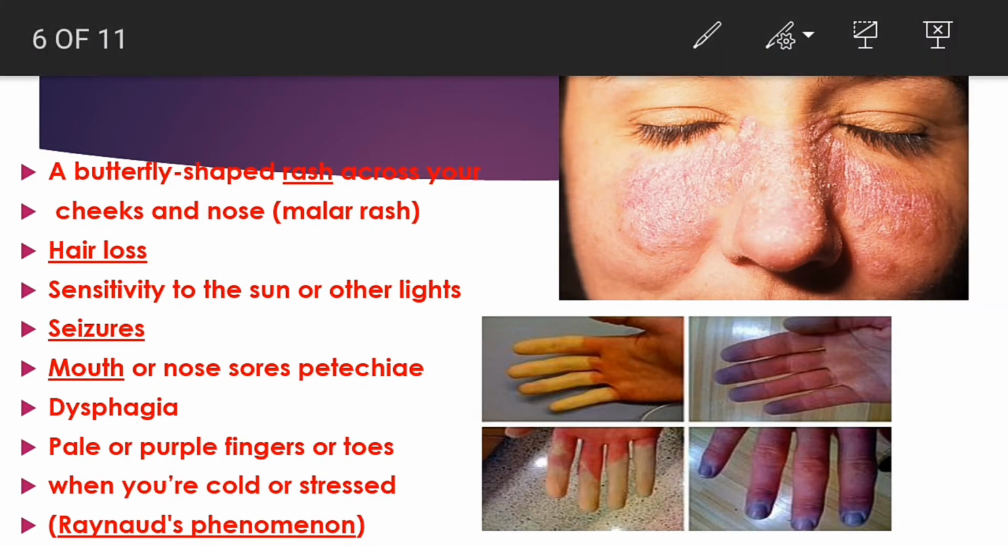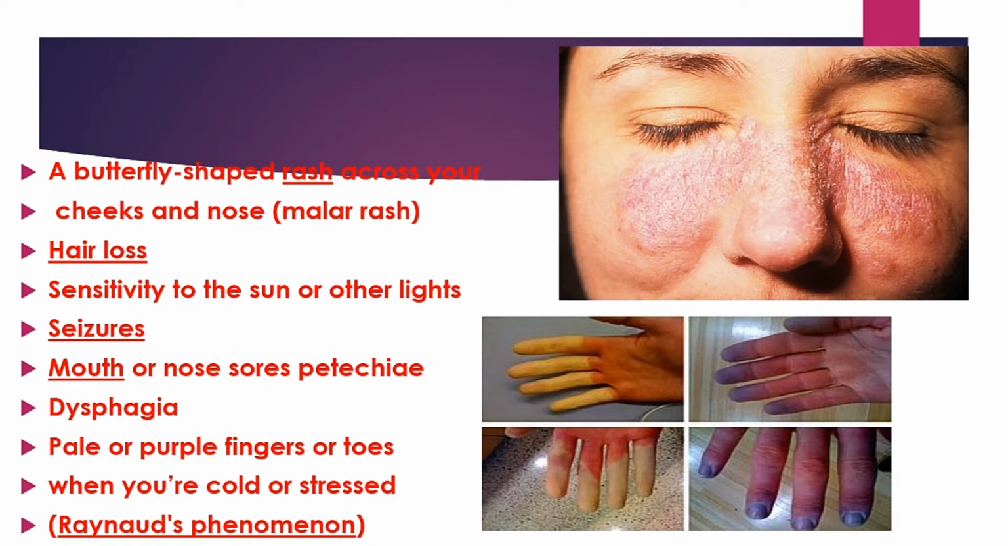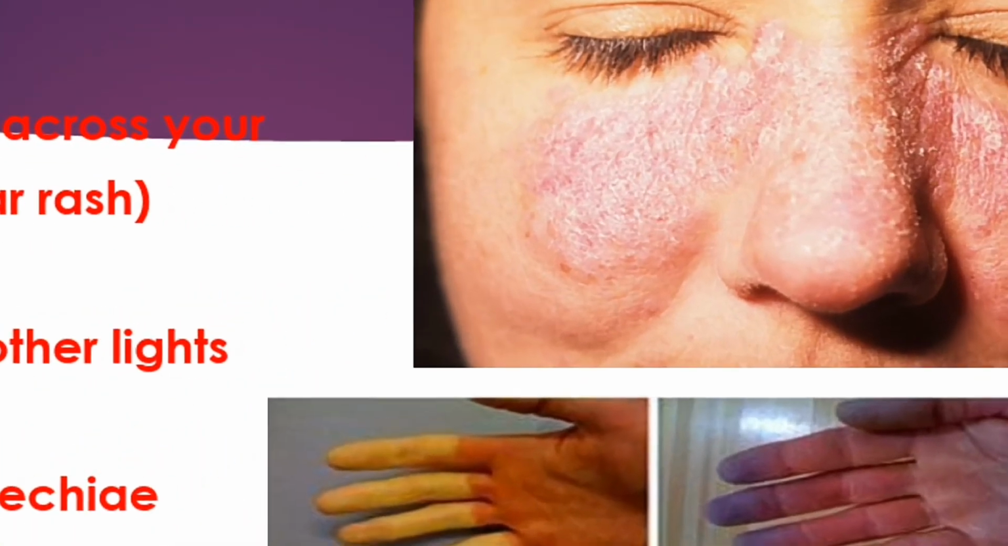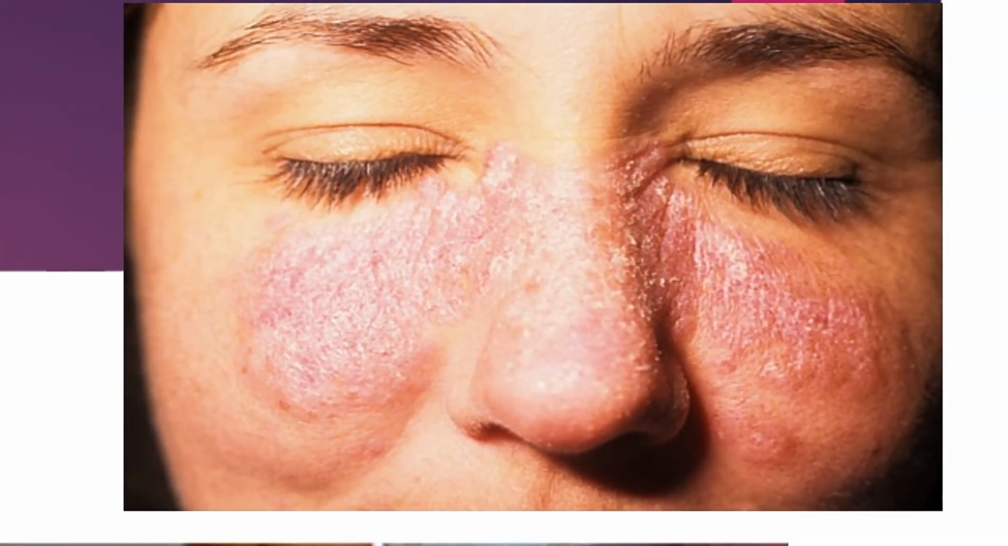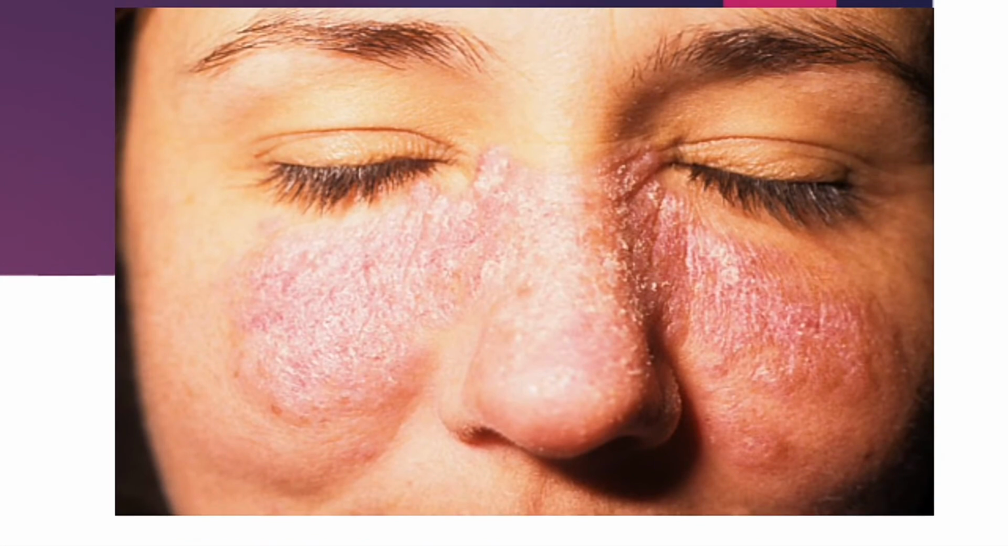Also the most common sign is the butterfly rash. Around the cheeks and nose you may see a butterfly-shaped rash, and this is also known as malar rash. As you can see in the picture, there is a rash around the nose and cheeks, and if you draw the outline, this resembles a butterfly shape, so this is also known as malar rash.